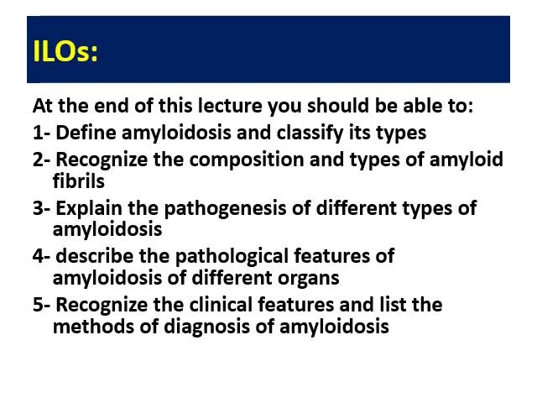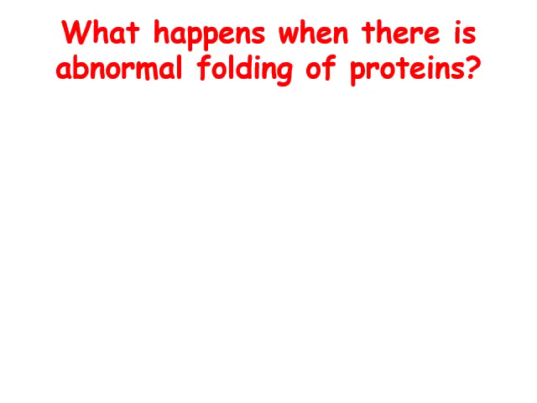After the end of this lecture, you should be able to define amyloidosis and classify its types, to recognize the composition of amyloidosis according to different types, explain the pathogenesis of different types of amyloidosis, and to describe the pathological features of amyloidosis of different organs, and finally to recognize the clinical features and list the methods of diagnosis of amyloidosis. First, I want to talk about protein synthesis.